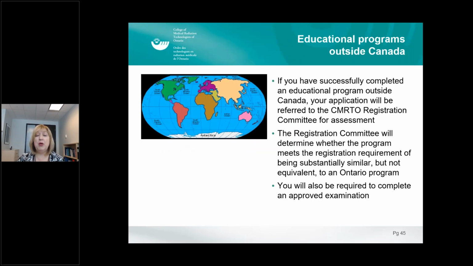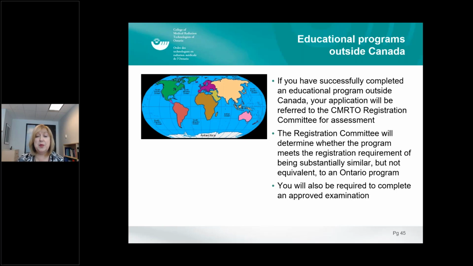If you've completed a program outside of Canada, that is not one of the approved programs, because we don't approve any of the programs outside Canada. So your application would be referred to the registration committee, and they will assess the educational program to determine whether the program is substantially similar but not equivalent to an Ontario program. So that's an extra step for our international applicants.